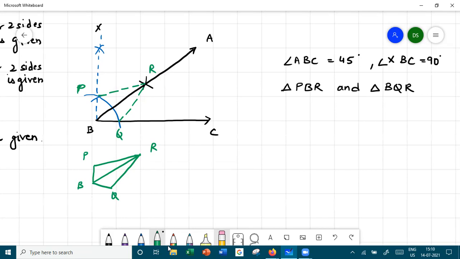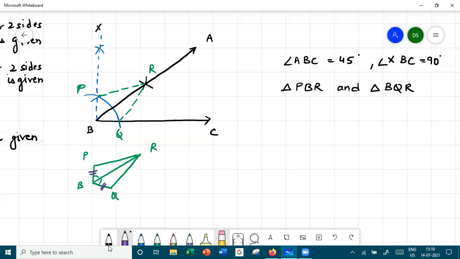Okay. Now what we are going to try and do is prove these two triangles congruent, so that then we can show that these two angles are equal. Which angle? Angle PBR, this angle and this angle are equal. For that purpose, we are trying to prove that these two triangles are congruent. Okay. So now in this triangle, I will say that BQ and PB are equal.